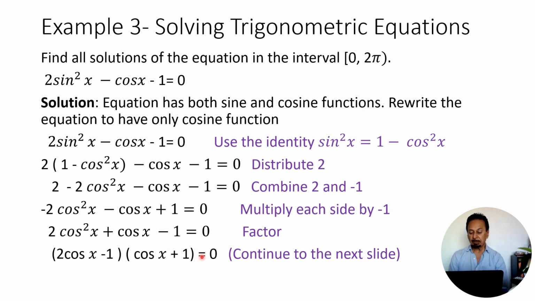Now we factor this one. The factors of 2 cos²x are 2 cos x and cos x, and the factors of −1 are −1 and +1. So we have the factors 2 cos x − 1 times cos x + 1. Now we set each factor to 0.